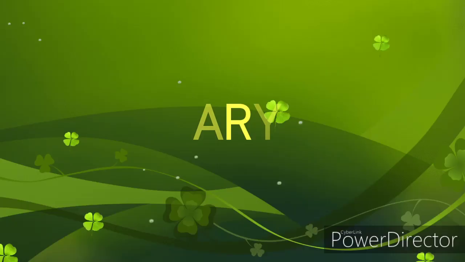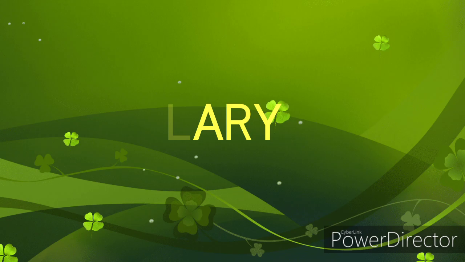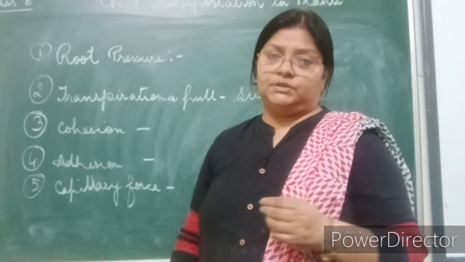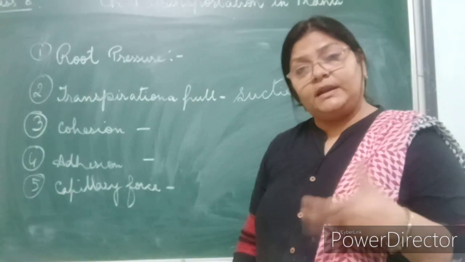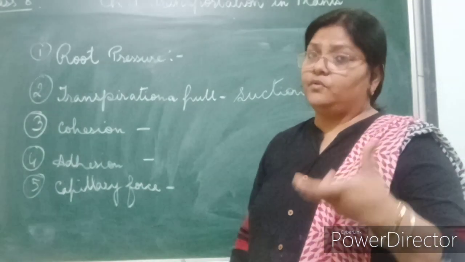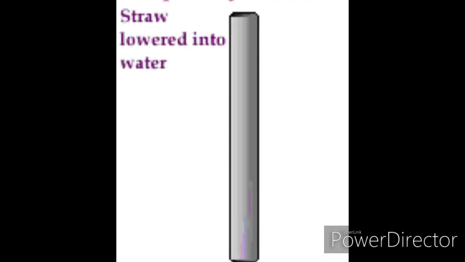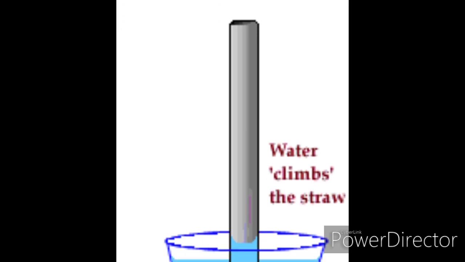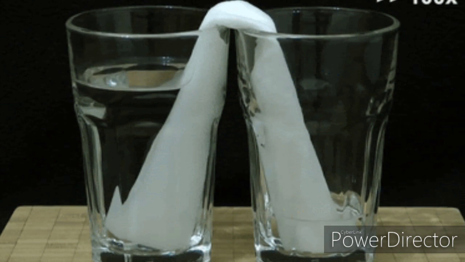The next is capillary force. Capillary is a very thin tube. It is because of the thinness of this capillary tube that the water, or any liquid, does not need an external force to rise inside it. So the xylem vessels act as capillary tubes and the capillary force is created. Therefore, the water ascends inside the plant.